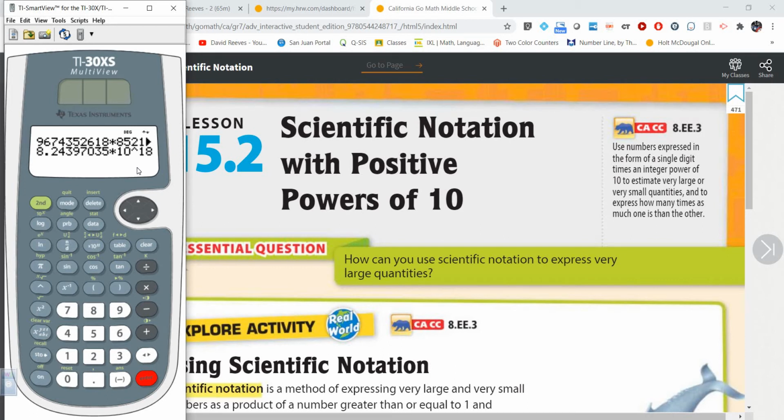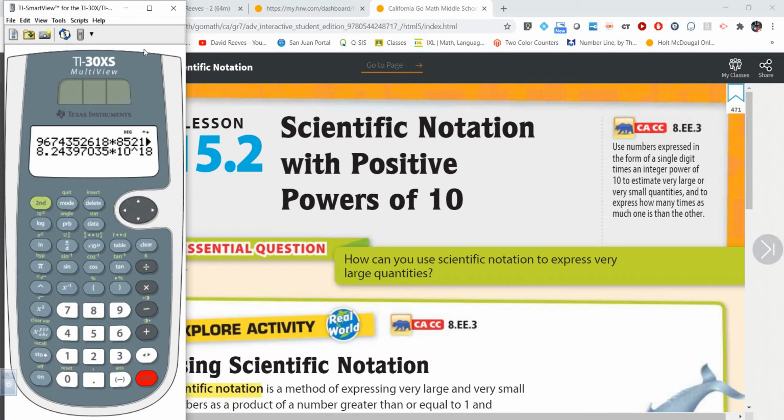What does that mean? Well, what this means is 8.24397035 times 10 to the 18th power. Your calculator has a limited amount of space, and you guys know when it gets really big numbers, you have many powers of 10, right?